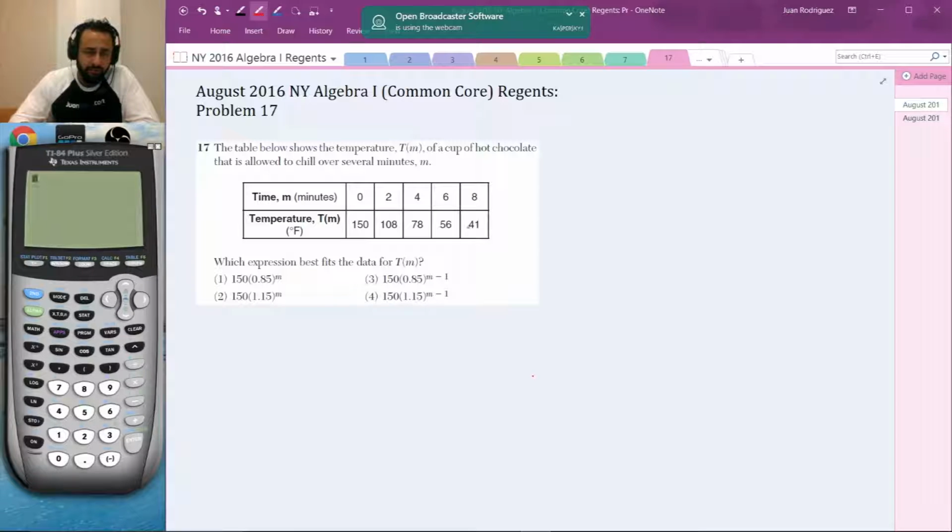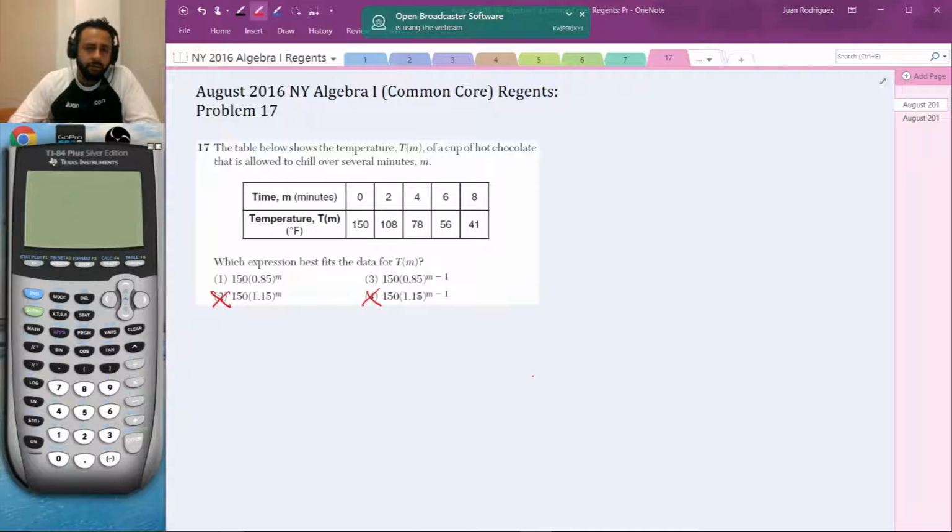So for the function to be decreasing, the base has to be a number between 0 and 1. That immediately eliminates choice 2 and choice 4. So even if you don't know how to do this problem, even how to use the calculator to do this problem, you already have a 50-50 chance of getting this question right.